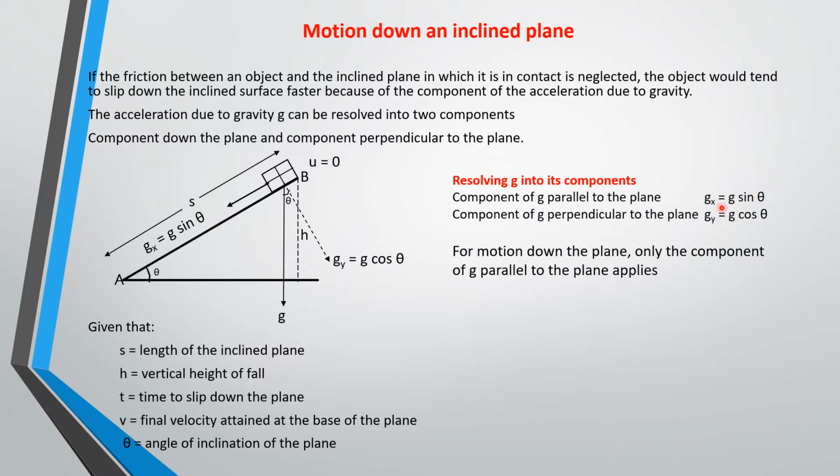I've talked about this. The component along the plane is g sine theta, and the component perpendicular to the plane is g cos theta. I've said that the component that is moving the body down is the one along the plane. So we'll go straight to the equations that are applicable to this scenario.